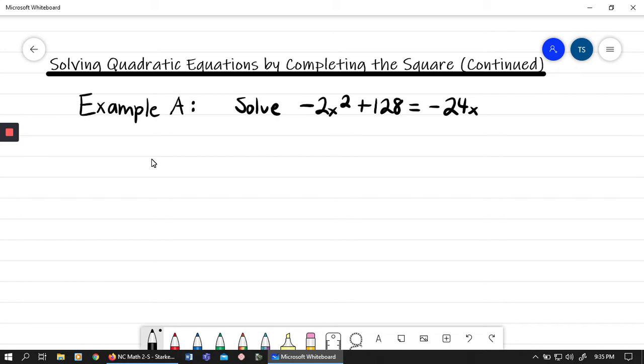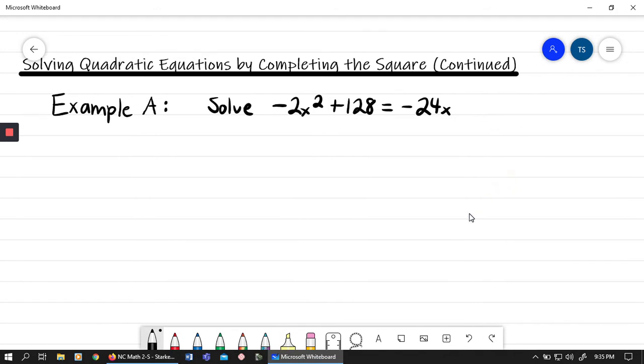Alright, so in this example, again, this is a video about solving by completing the square. So remember that the first thing we want to make sure we do is check the value of A. If the value of A is not 1, then we need to divide every term in this equation on both sides by that value of A. In this particular example, the value of A is not 1, so let's divide every single term on both sides by A.